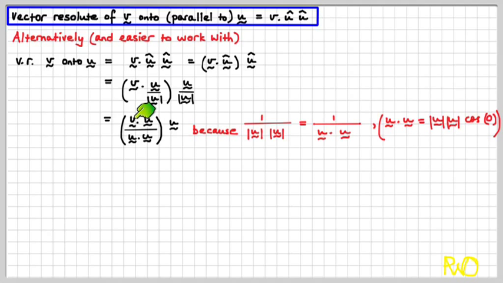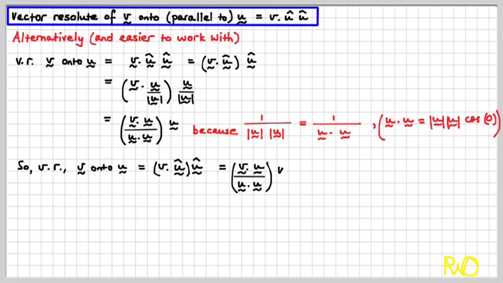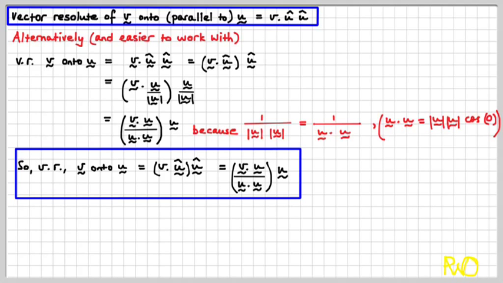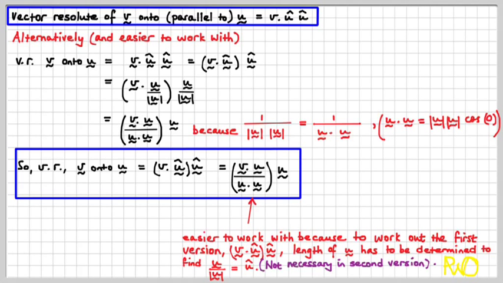The vector resolute of v onto u is v dot u over u dot u times u. And that's really, really nice. I really like it. And there's the summary of it. So the two different forms, whichever one you like better, you can use. There's the first one we got, there's the second one we got there. Now the reason that I like this better is explained here.